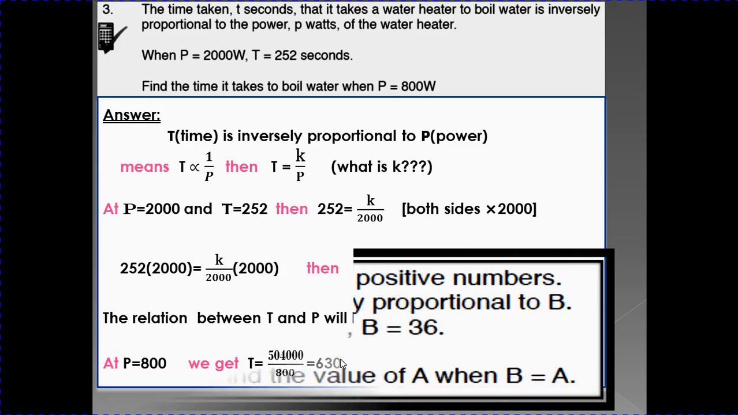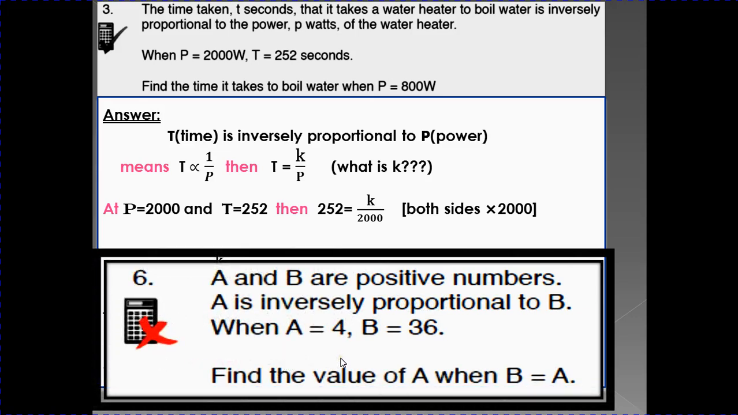Let's go to the next question, 6. A and B are positive numbers. A is inversely proportional to B. When A equals 4, B equals 36. Find the value of A when B equals 4. Then try to solve it and tell me the answer. Let's go to the next question.